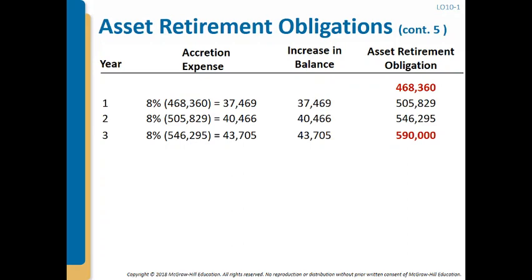And so this accretion expense is determined by taking your 468,360 and multiplying, well, that's your initial year calculation, multiplying that times 8% to come up with 37,469. And so that will be a debit to something called accretion expense, and you credit your asset retirement obligation for 37,469. The next year, it's going to be 8% times your ending balance at year 1, 505,829. So that's 40,466. And so debit accretion expense 40,466, and you credit ARO for that same amount. And then you do it for year 3 using the ending balance for year 2.